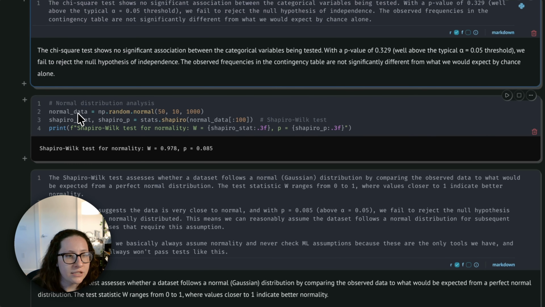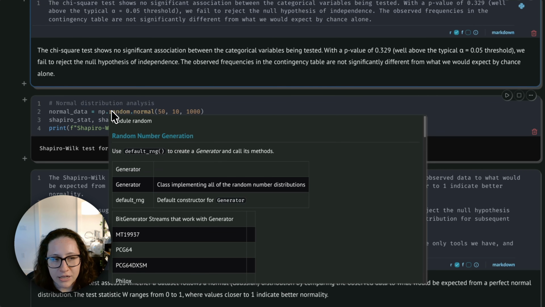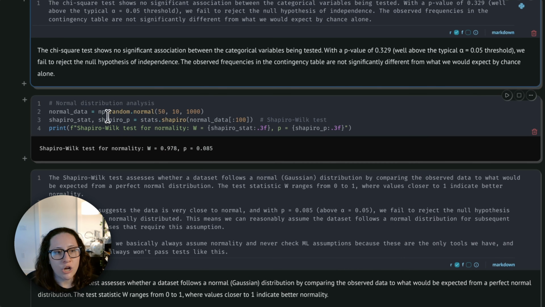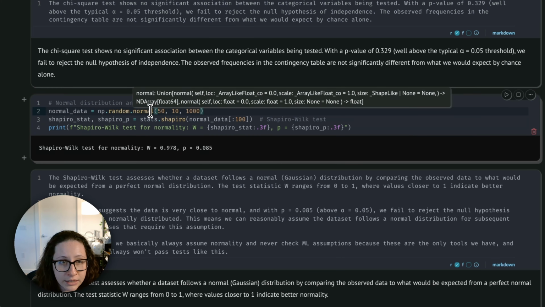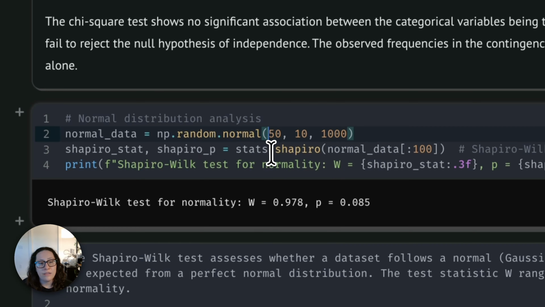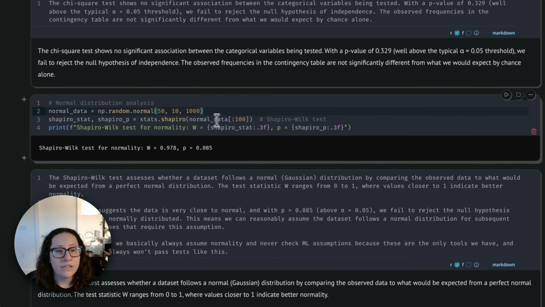We again generate some normal data, and this data should be determined to be normal, right? Because it's going to follow a normal distribution. We're generating that using numpy.random.normal with standard arguments here. Great, and then once again, we're going to run the stats package shapiro, running the first 100 values of the normal data that we generated here. And this is going to return the Shapiro statistic and the Shapiro p-value.